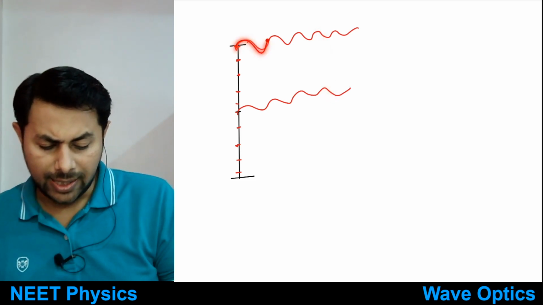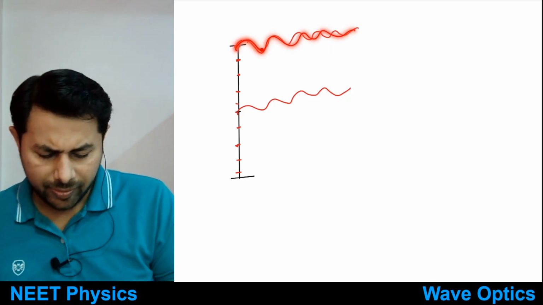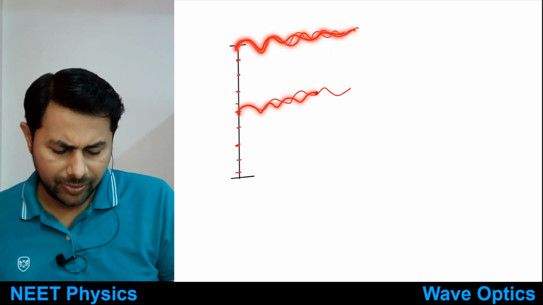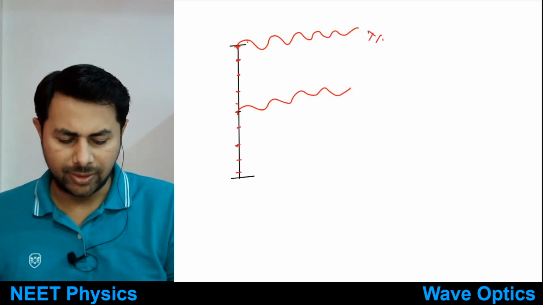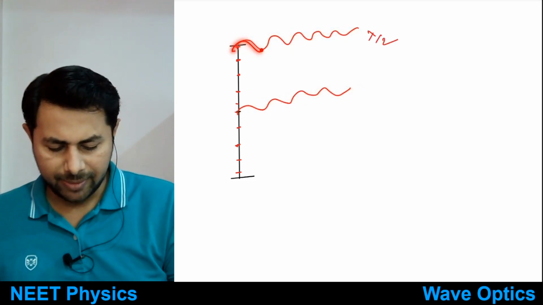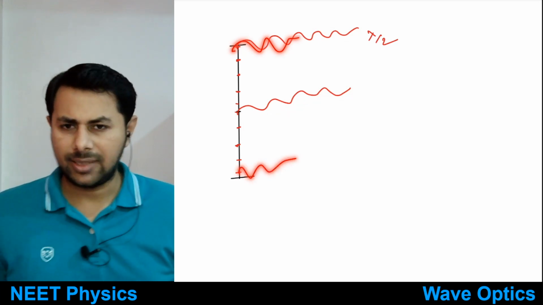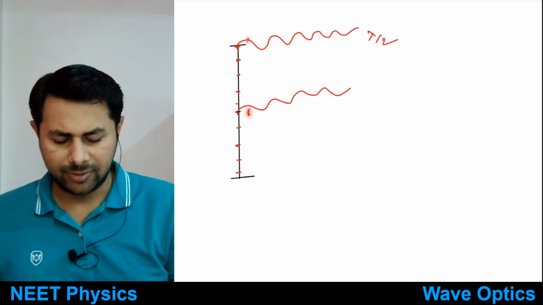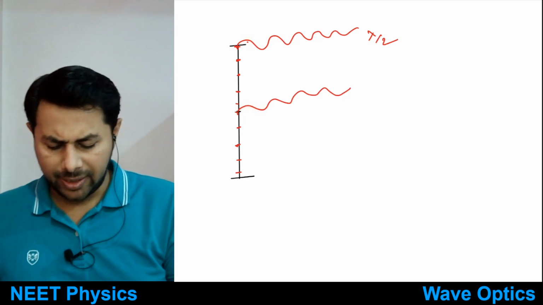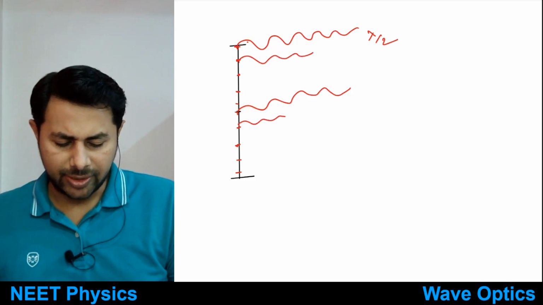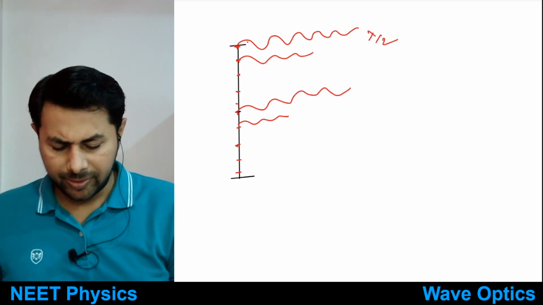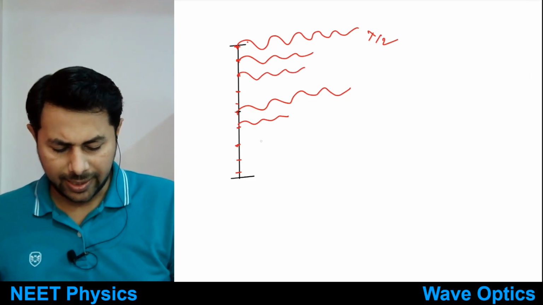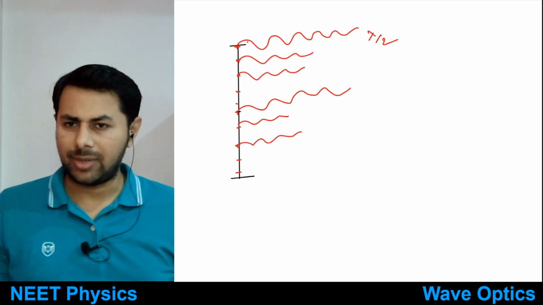Okay, for the light wave coming from this point source and the light wave coming from this point source, the path difference would be equal to lambda by 2, because the path difference between this and this one is lambda. So between this and this one it would be lambda by 2. The path difference between this one and this one would be lambda by 2. Then the path difference between this one and the next one would be lambda by 2.